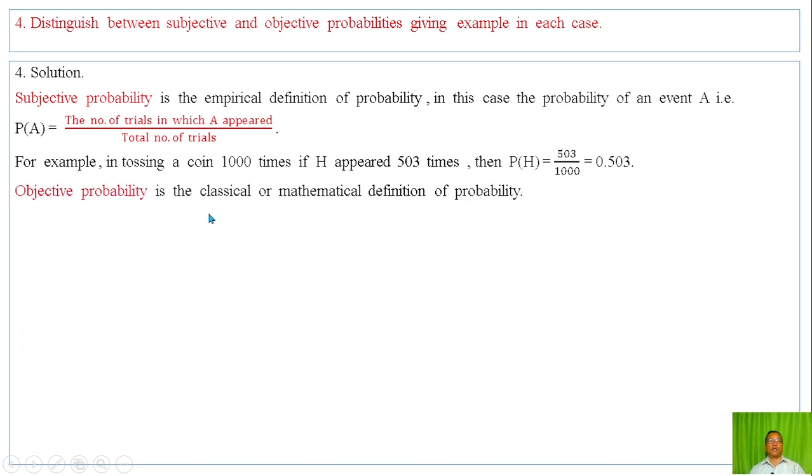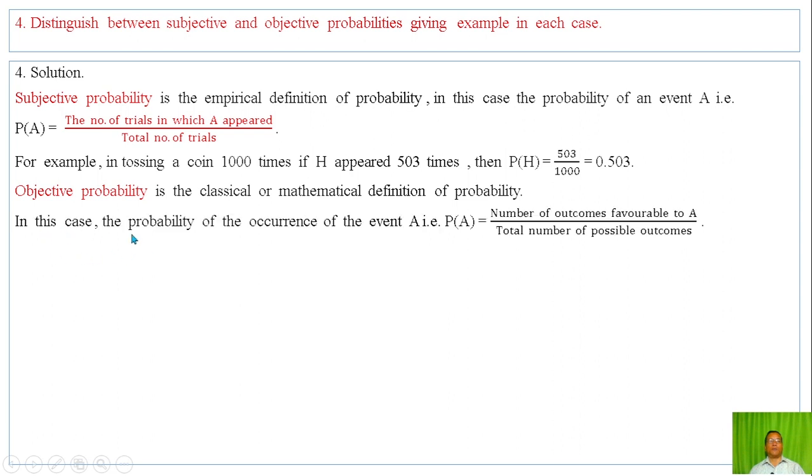Objective probability is the classical or mathematical definition of probability. In this case, the probability of the occurrence of the event A, denoted by P of A, is equal to number of outcomes favorable to A divided by total number of possible outcomes. For example, in tossing a coin once, probability of getting a head is P of A, which is equal to 1 by 2, that is 0.5.